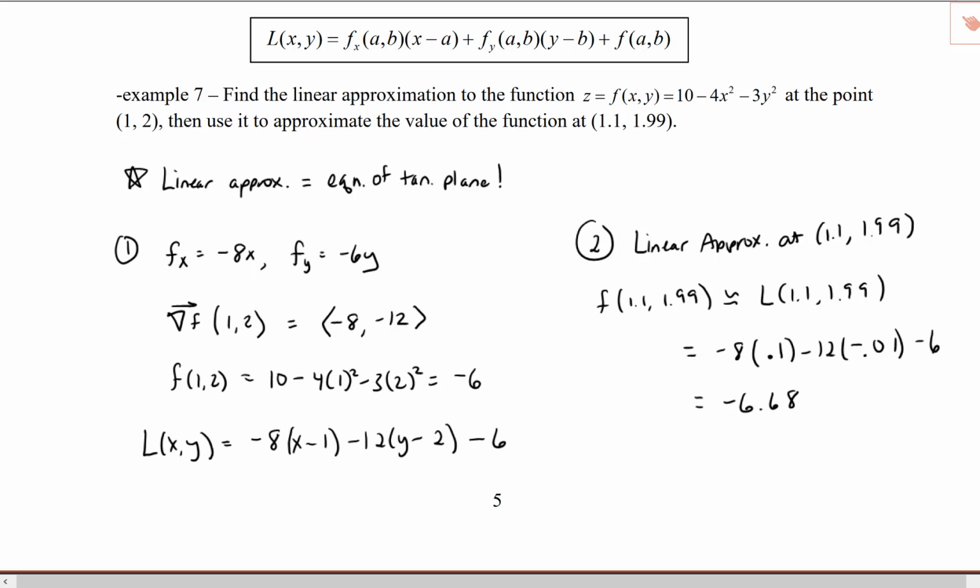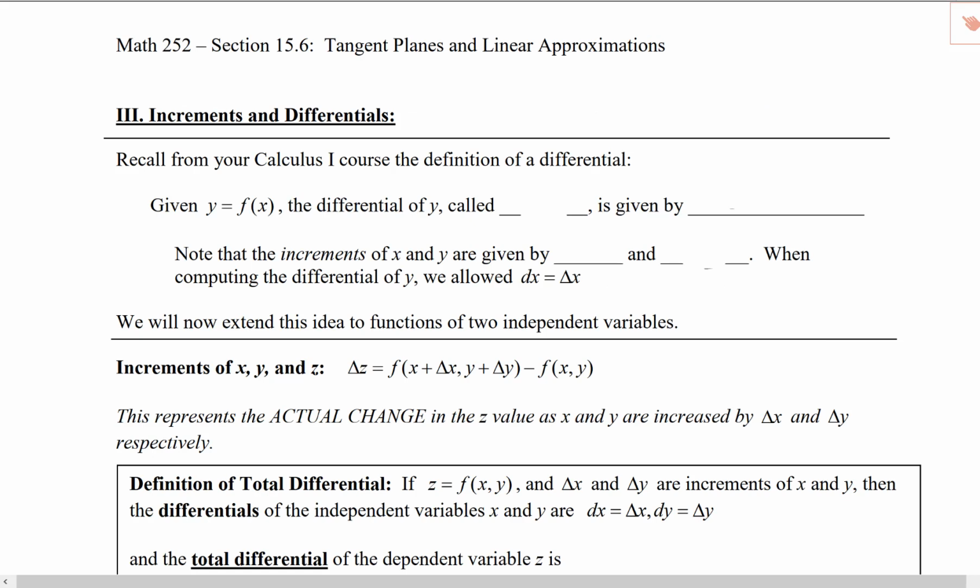In other words, that's the value on the tangent plane, which should be pretty close to the value that we would have on the actual surface. Just to check, I did go ahead and compute the actual value on the surface. That actual value is negative 6.72. So we can see that our linear approximation is pretty close. And that'll be the case as long as we're using it to approximate a function value near the point of tangency. All right, let's go on to the last part of these notes, increments and differentials.